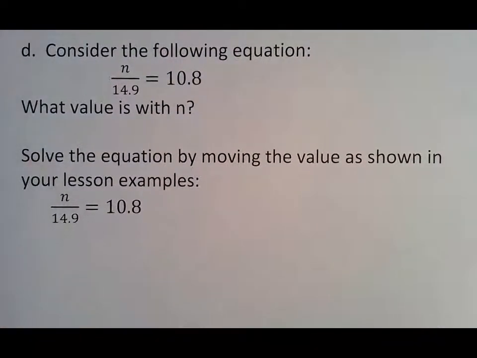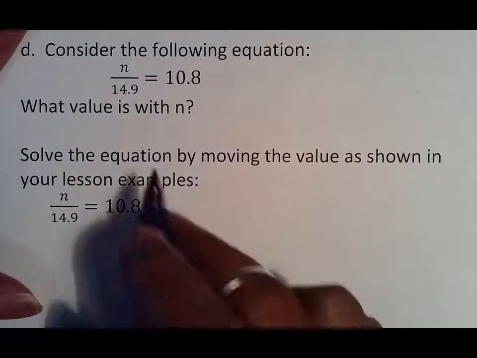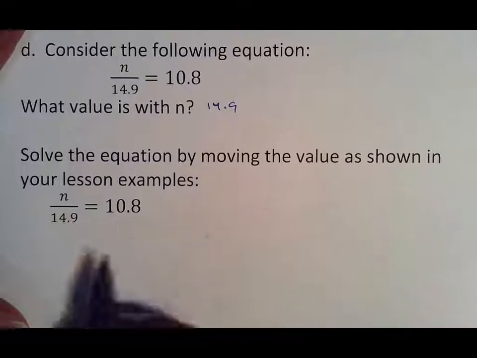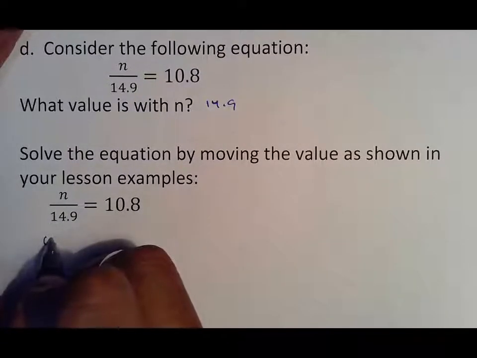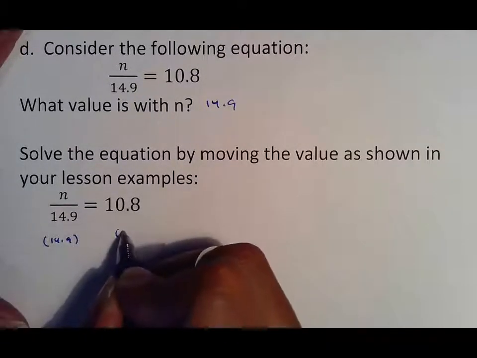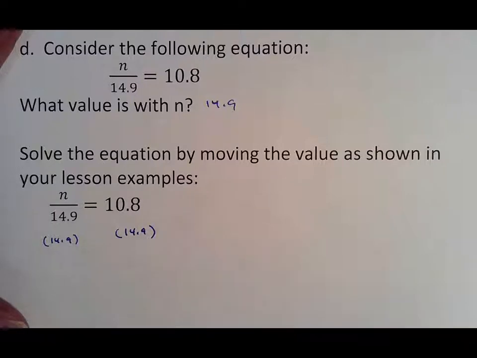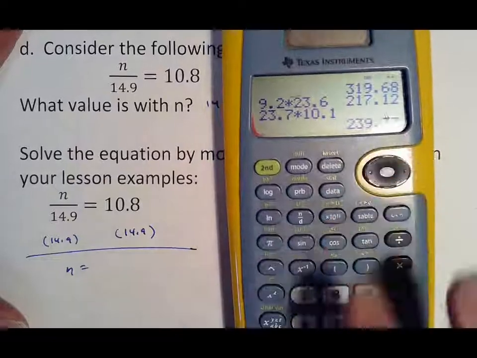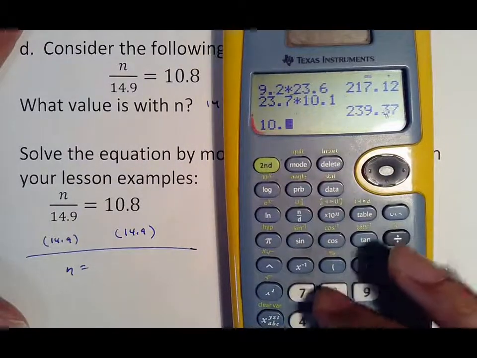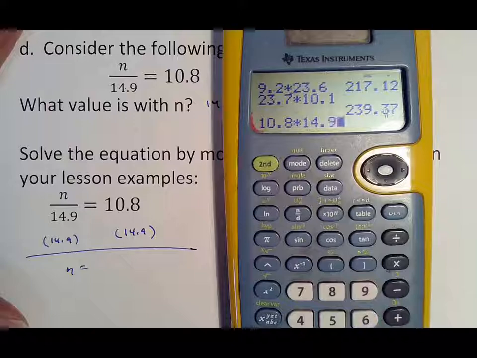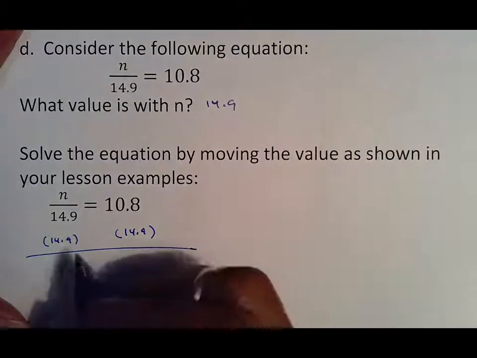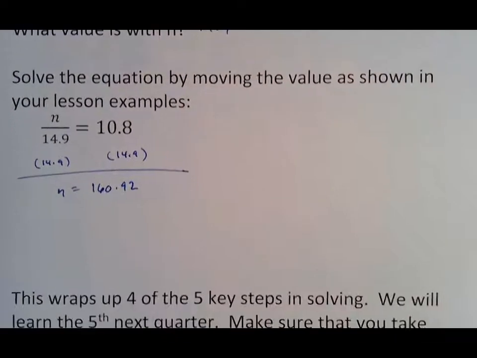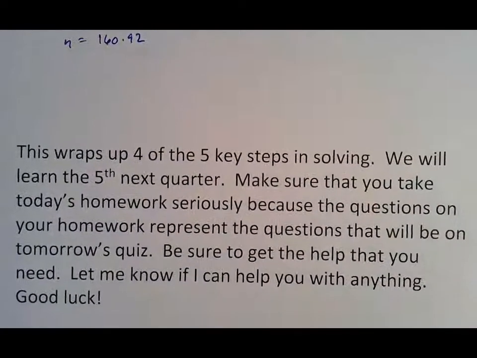Consider the following equation. Again, n over 14.9 equals 10.8. The value with n is 14.9. So how do you move this 14.9 if it's being divided? We would multiply by 14.9. N comes down over here. Then you just do 10.8 times 14.9, which is 160.92. And that is all. So this wraps up 4 of the 5 key steps in solving.